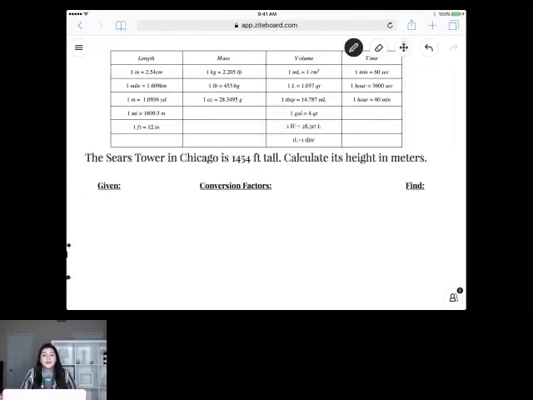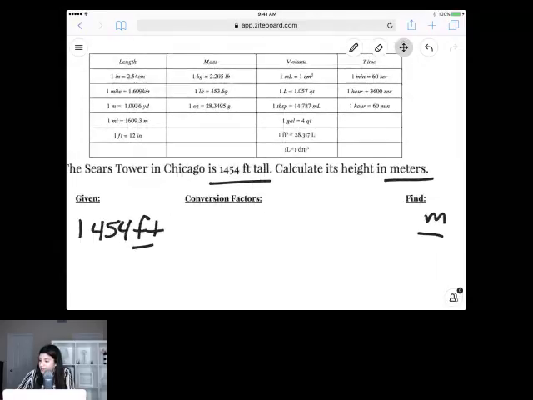And like I said before, let's start with identifying our given, conversion factor, and what we're finding. So our given was really the only number that was given, which was 1,454 feet. I'm going to come back to the conversion factor. Next, we're looking for the height in meters. Okay, so if we're trying to get from feet to meters, we're going to need some conversion factors in between. So I left this table here.